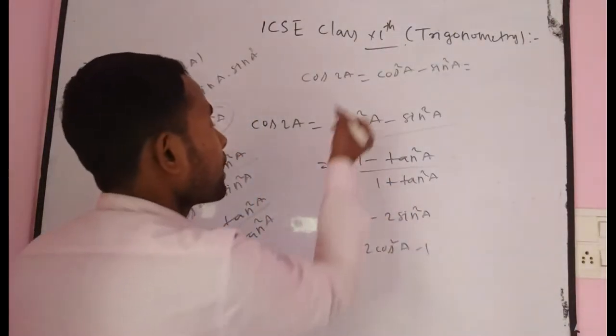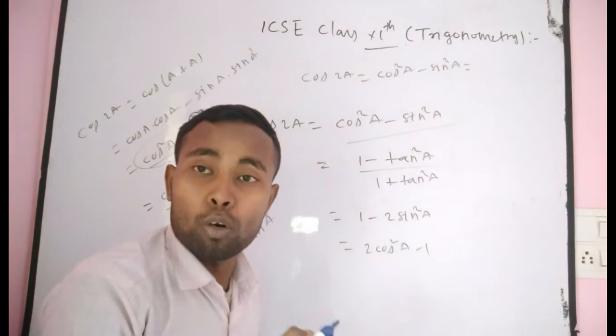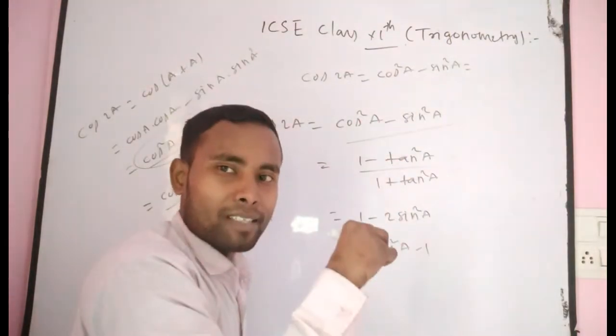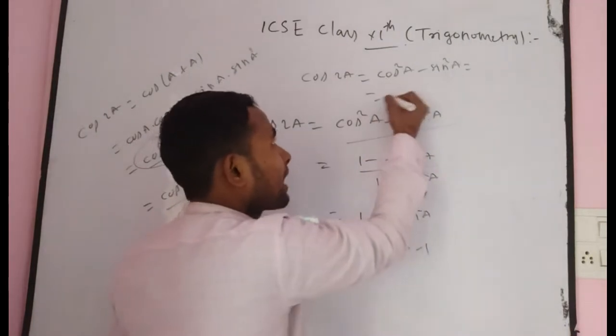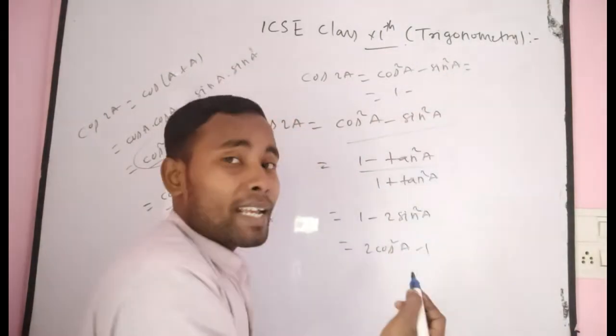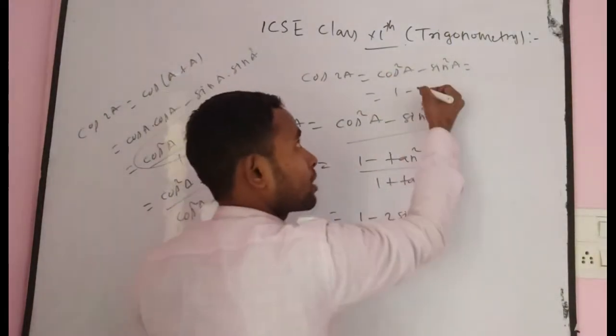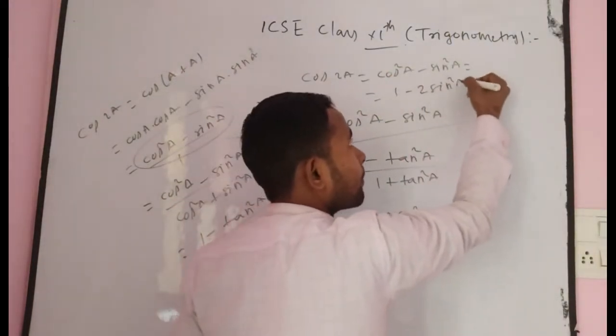Now first of all, can you write cos square a is equal to 1 minus sin square a? If you write cos square a is equal to 1 minus sin square a, then 1 minus sin square a minus sin square a is equal to 1 minus 2 sin square a.